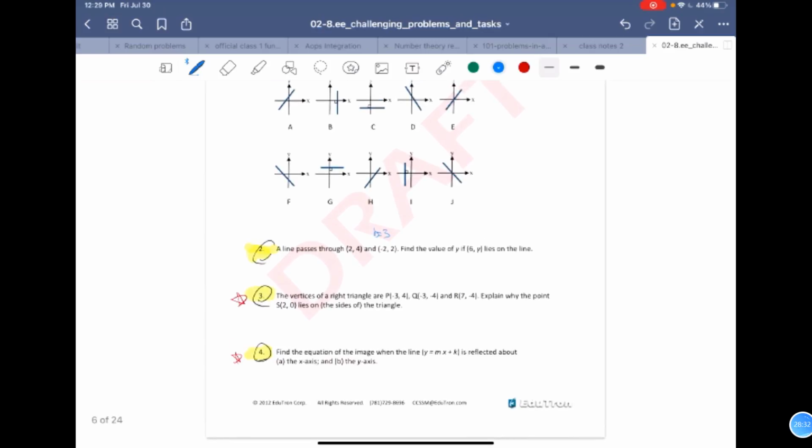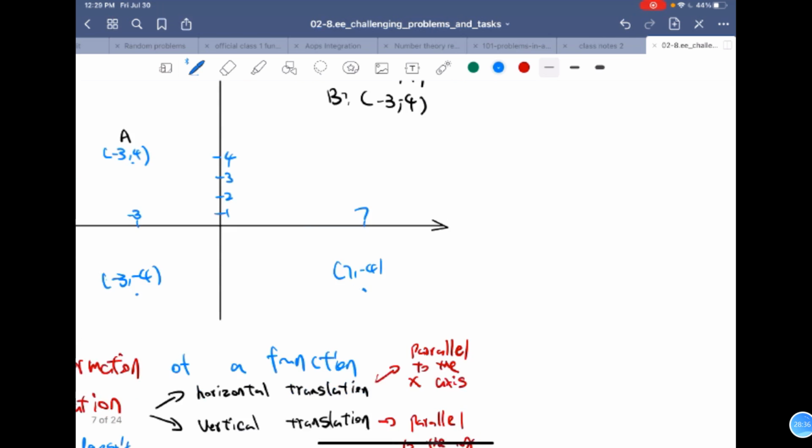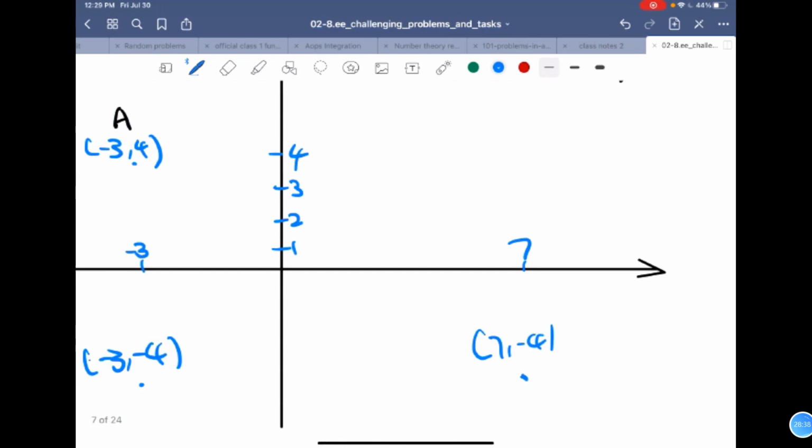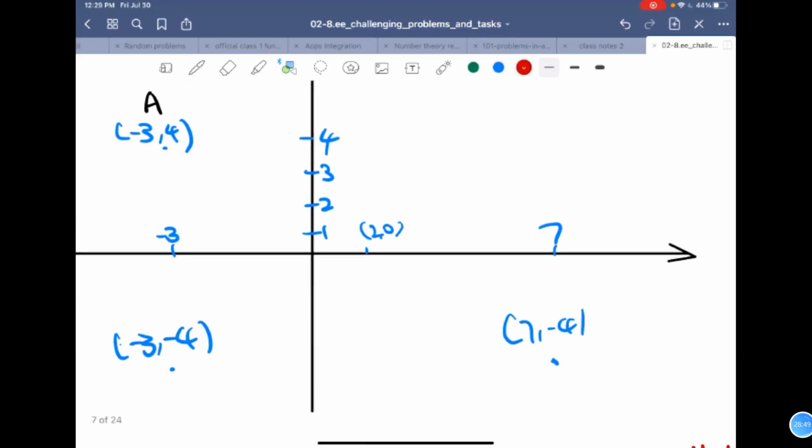Explain why the point 20 lies on the line. Where's 20? Here, right? Explain why 20 lies on the line.